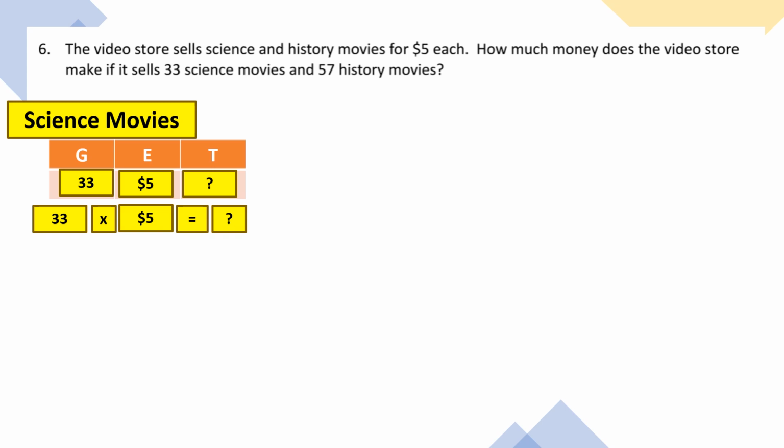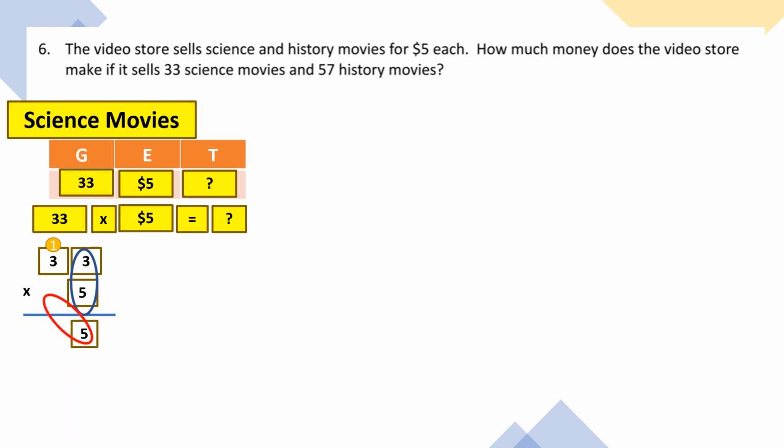Now let's set this up vertically so that we can use the standard algorithm to multiply. Okay, so we write down 33 times 5. And we start by multiplying 5 times 3, which is 15. So we write our 5 in the ones place, and we carry our 1 over the tens place.